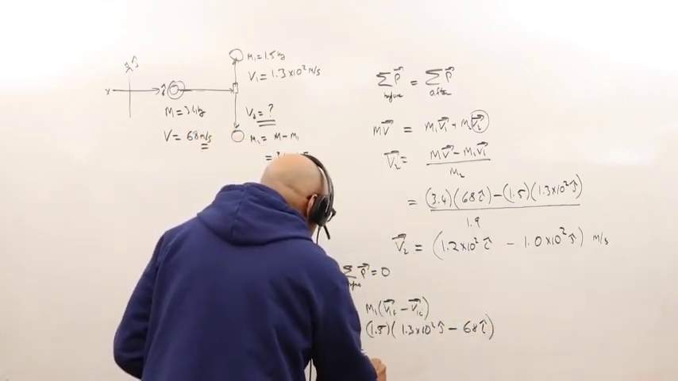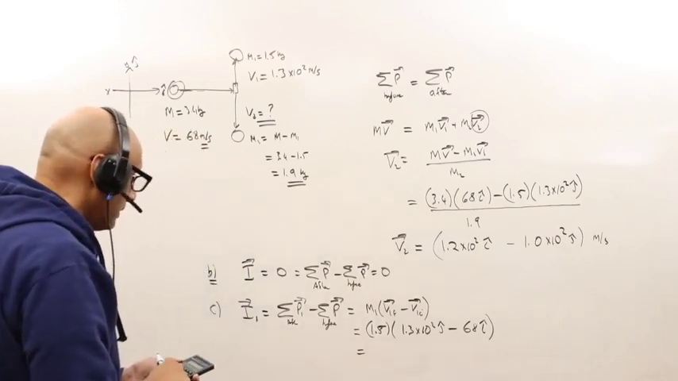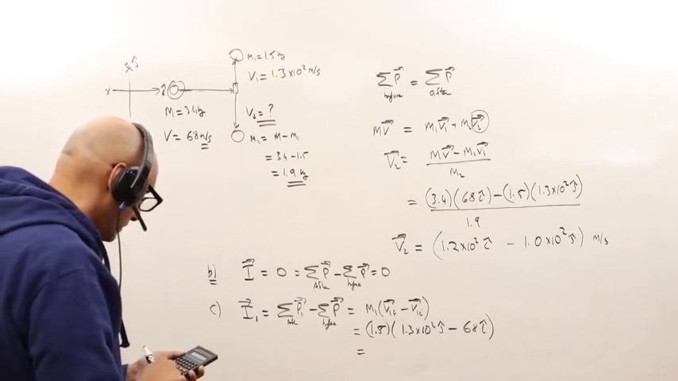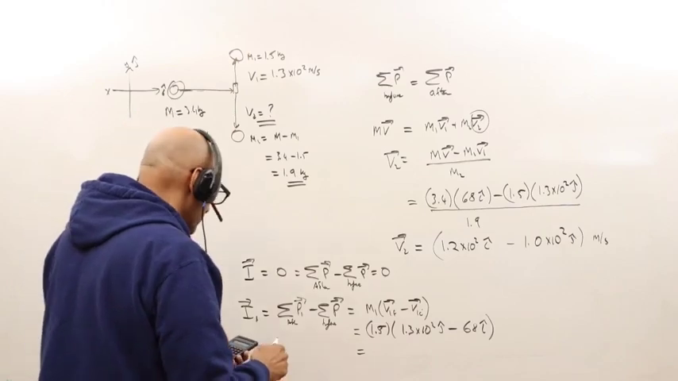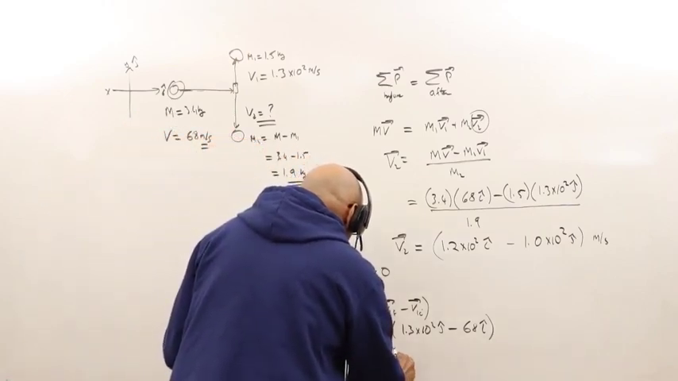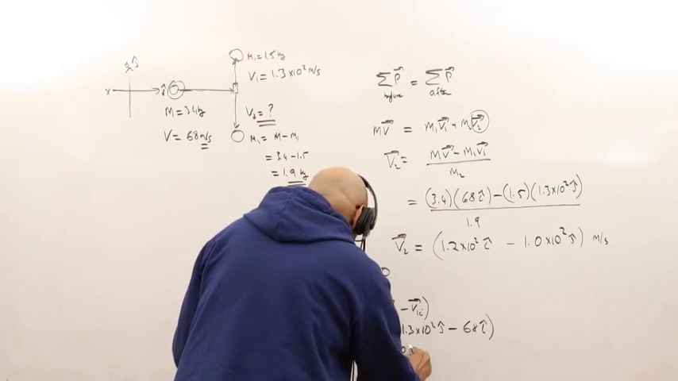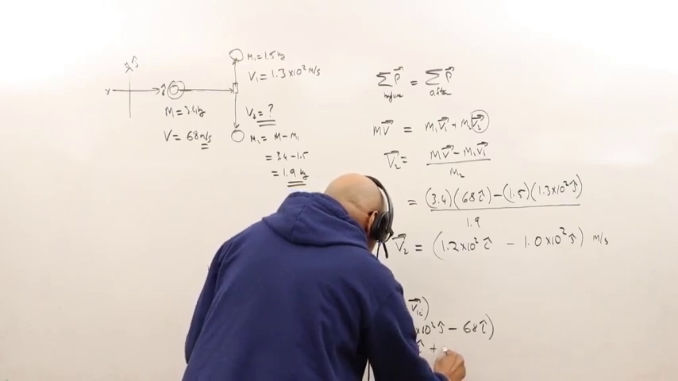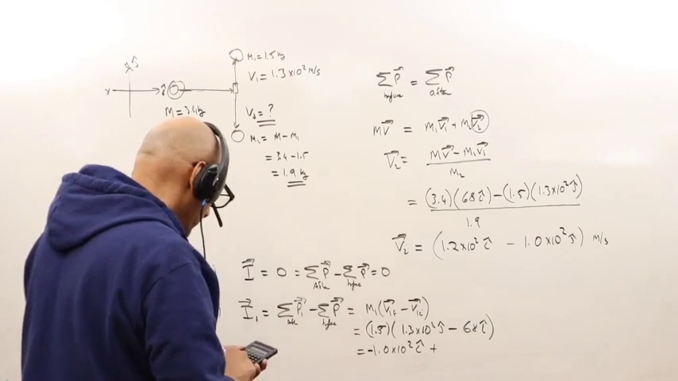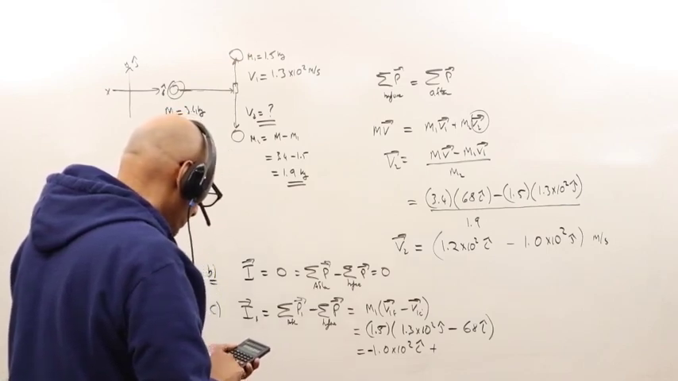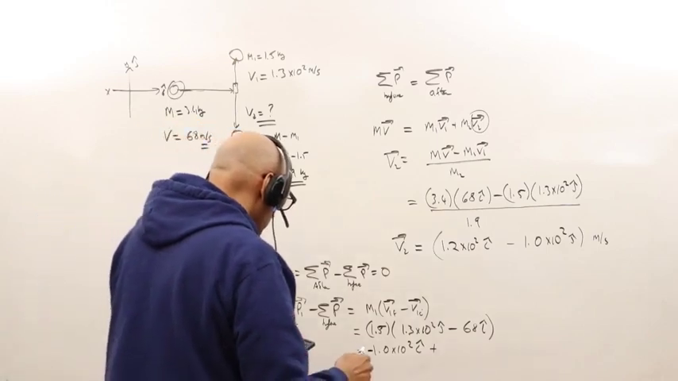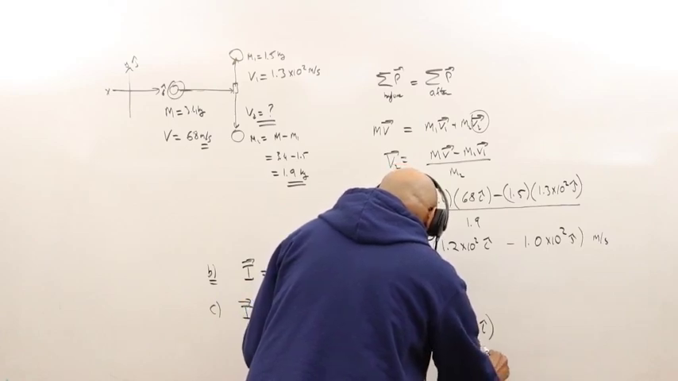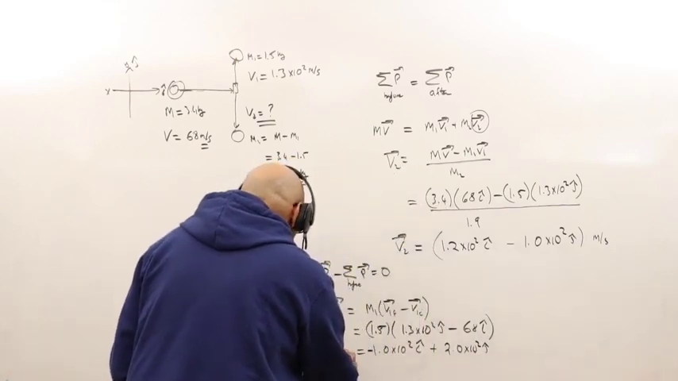So bring out our calculator and calculate the impulse. 68 multiplied by 1.5 is 1.0 times 10 squared i hat, minus; plus j hat is 1.5 multiplied by 1.3 times 10 squared, which is 2.0 times 10 squared j hat. And this is the impulse for the second part.